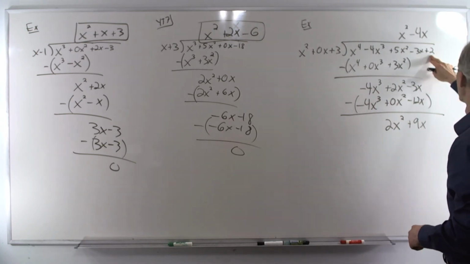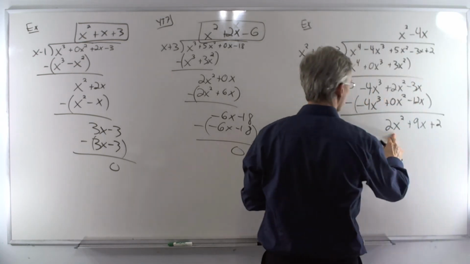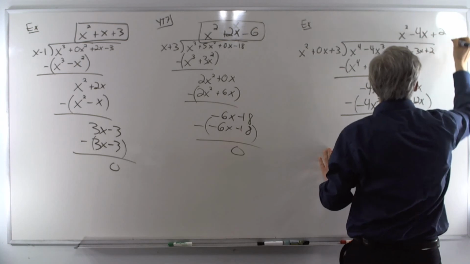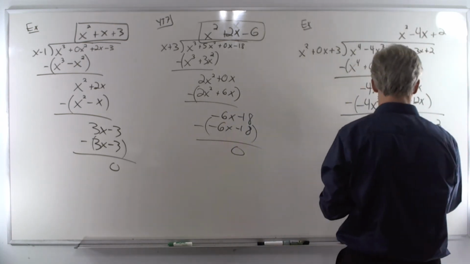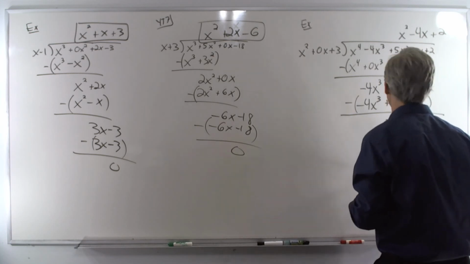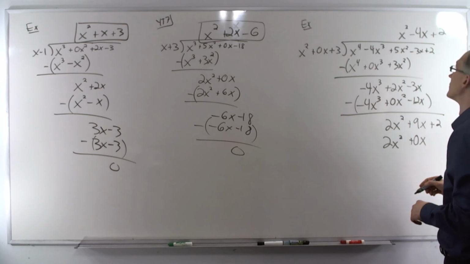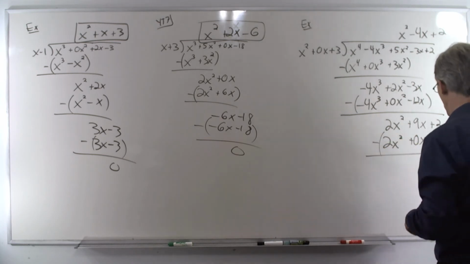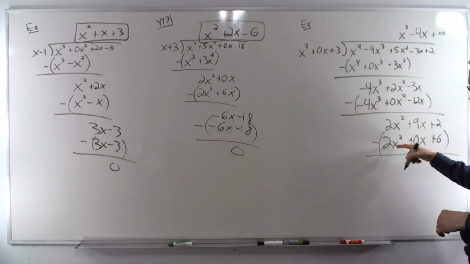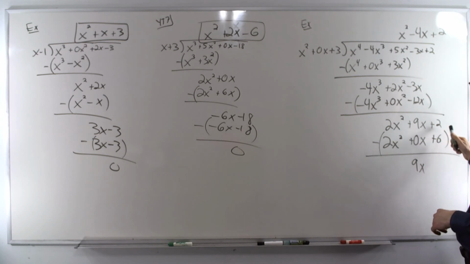Now I'll bring down the last term, plus 2. All right, one more to do. We need to match 2x squared. So I'm going to put 2 up here, distribute the 2 in here. All right, 2x squared minus 2x squared, those go away. 9 minus 0, we get 9x here. 2 minus 6 is negative 4.